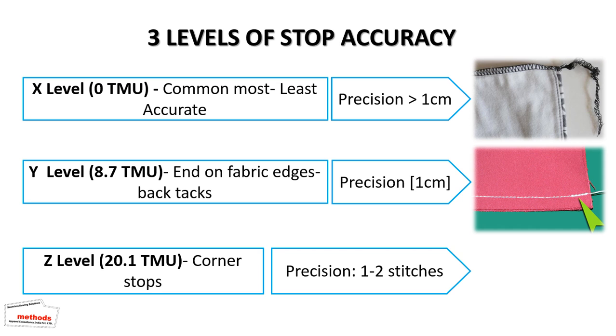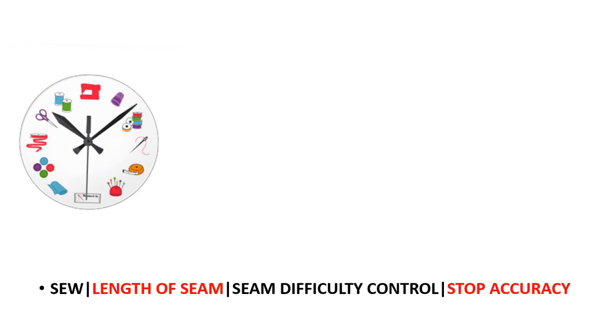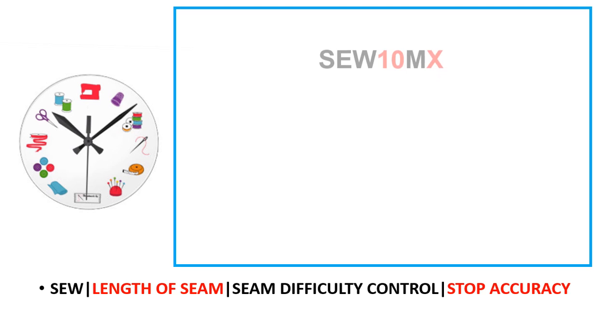So sewing time has to be represented in a certain format considering these factors. It always starts with the code SEW to represent sewing time, and then the length of the seam in centimeters, then the seam difficulty, and at last we write the stop accuracy level. So let us understand this with an example. SEW 10 MX. Now here we start with SEW, then the length of the seam, that is 10 centimeters.